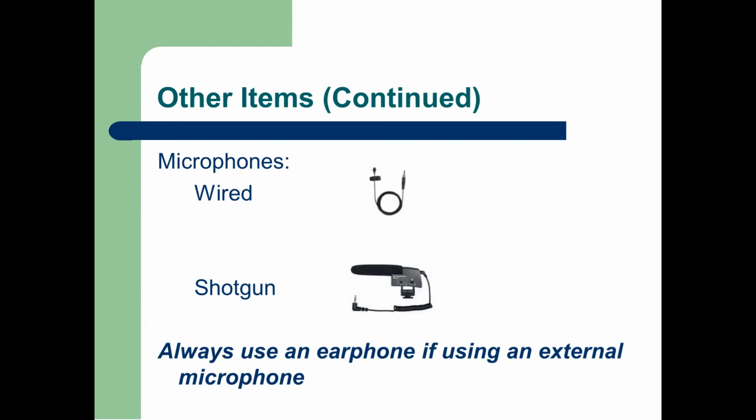A shotgun microphone sits right on your camera and is good for getting sound of distant subjects. You have to remember to always use an earphone if you're using an external microphone. Sometimes the microphone's not turned on and you won't know that unless you're using earphones.